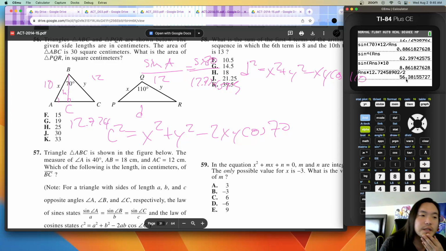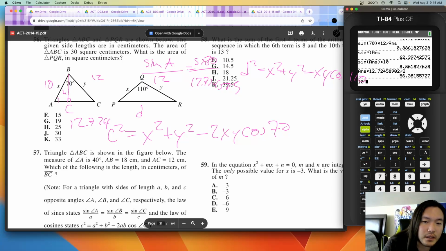So the area here would be 56, which doesn't match this one, right? But here, I'm going to try to make it quick. I'm going to do the exact same thing for this triangle over here. Let's pretend that this is 10 and this is 12. What happens in this triangle? So in this triangle, d would be equal to 10 squared plus 12 squared.